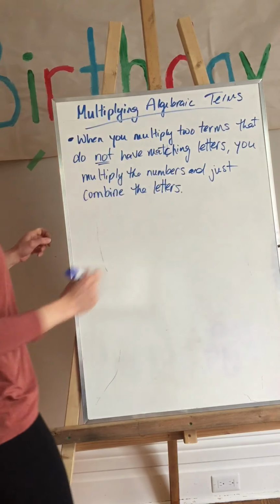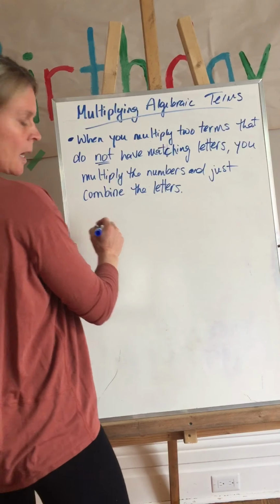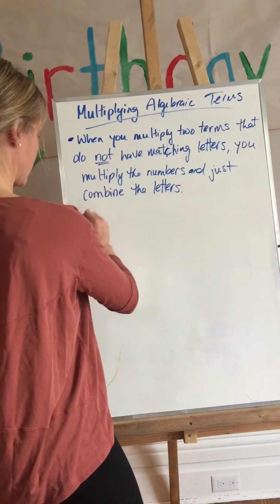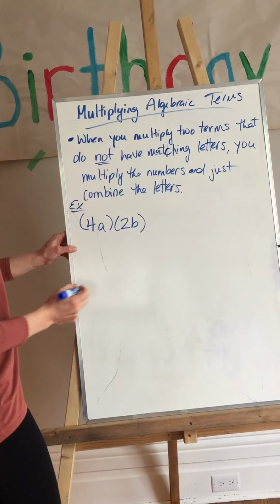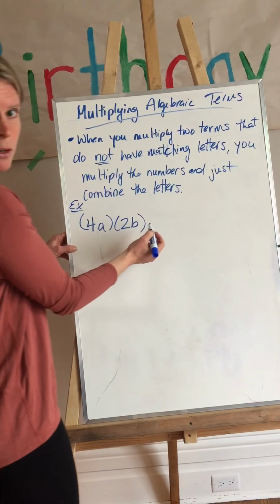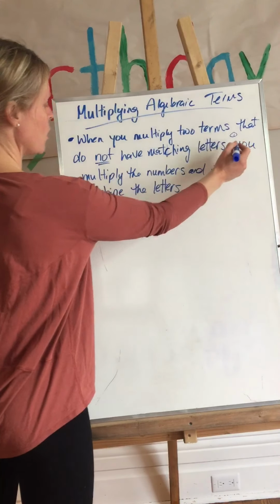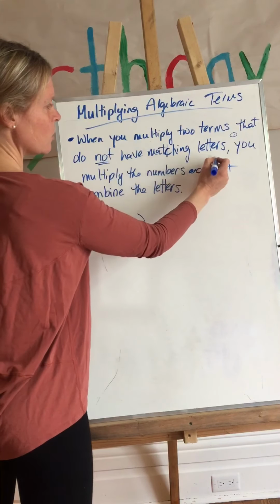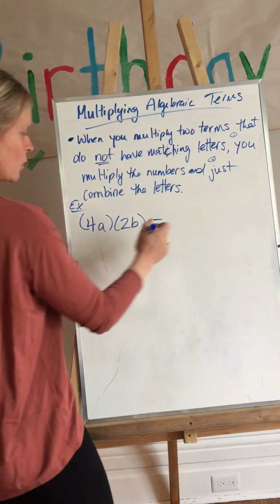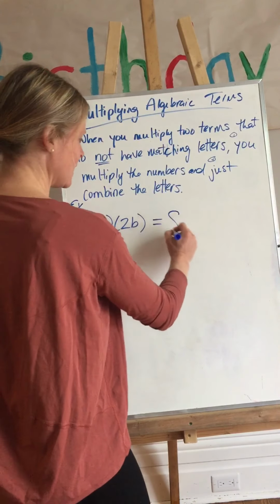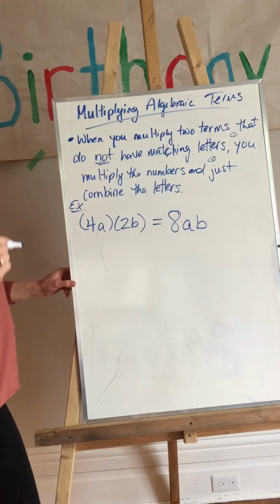I'll give you an example for what that means. Let's say we had 4a times 2b. So we've got different letters, different variables. The rule is you multiply the numbers, and you combine the letters. So 4 times 2 is 8, and then we just combine the letters. So your answer would be 8ab.